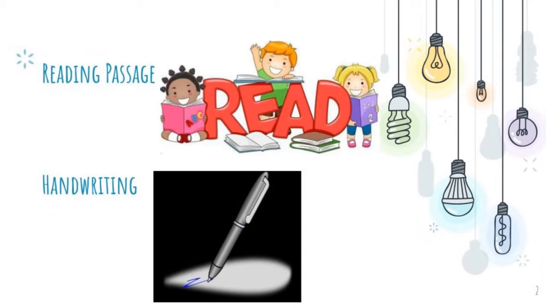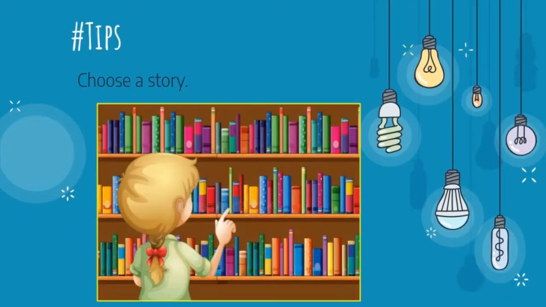Students, in this video, we are going to see two things. One is reading a passage, that is, how to read a passage clearly and effectively. And the second thing is handwriting, how to write alphabets in cursive format. Students, before going to read any story or any passage, let us see some tips, okay?